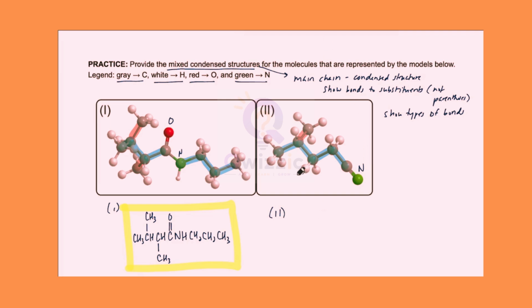So for our mixed condensed structure on the main chain, we'll write that all condensed. So we've got CH3 and then CH. We draw a line up from the C and write CH3. Then we have CH2, CH2, lastly C, and then we draw 3 lines for a triple bond N. So again, our mixed condensed structure there is CH3, CH, with a line from the C going up to CH3, CH2, CH2, C, triple bond N. So that would be our mixed condensed structure for molecule number 2.